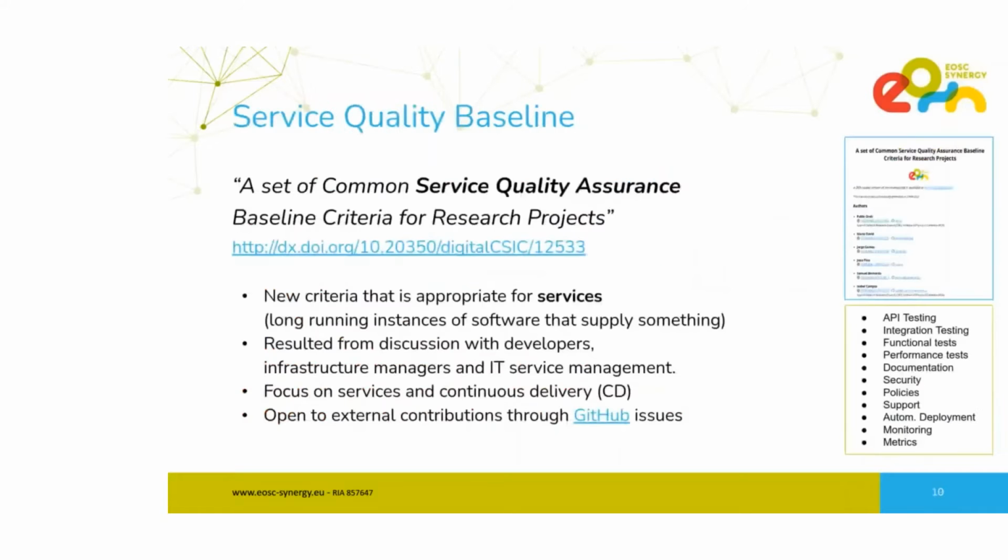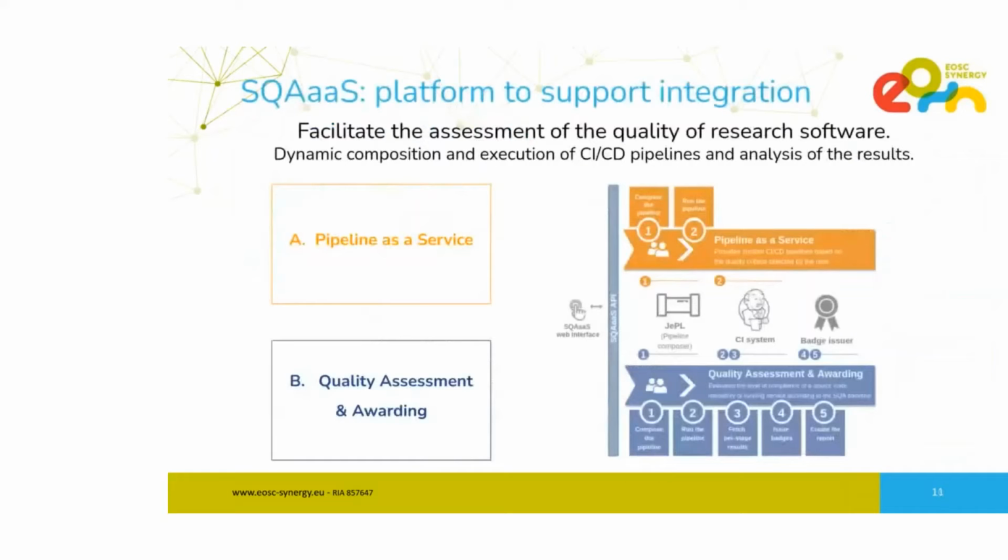Then another document describes similar quality baseline criteria for services, and this is also a live document, hosted in a similar way at GitHub so that everyone can contribute. And again in the bottom right corner you find examples of the criteria described in the document, like integration testing, API testing, functional testing, and security, and so on. So these are the documents which help to improve the quality of the developed research services and software.